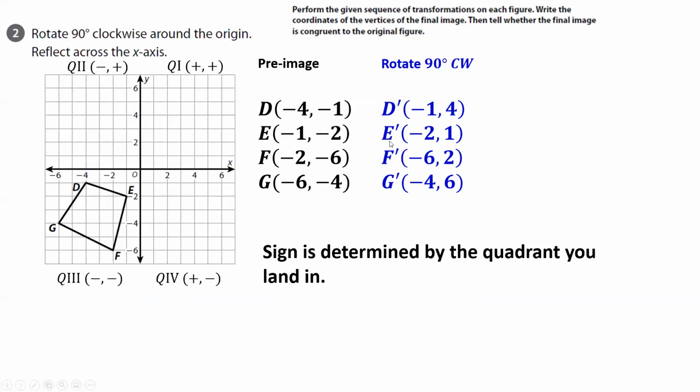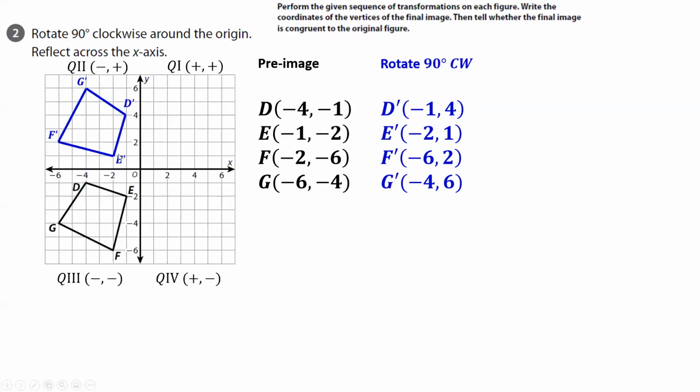Now that we rotated it, let's just plot it for fun. You don't really need to plot it. They don't really ask you to do that, but just for fun, let's plot it on our graph. So D', E', F', G' looks like this now. And now we're going to use these points in blue, and we're going to reflect those across the x-axis. That's our second transformation. So I'm going to take these points in blue and reflect them across the x-axis, and this will give us our final images, which is what we want to find.